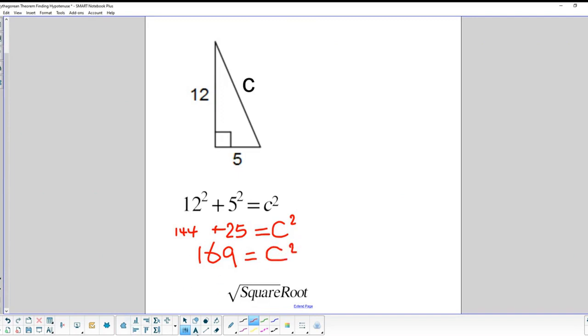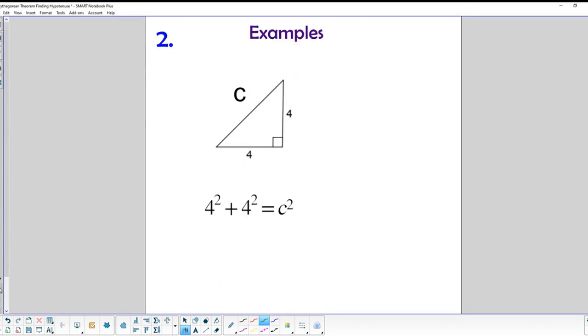Now to find C, I just have to unsquare it, or in other words, take the square root of it. So if I take the square root of C squared, I will get C. And if I take the square root of 169, I happen to know that it is 13. So by following these instructions, I've been able to figure out that C equals 13 units, whatever they happen to be. Okay, let's try another one.